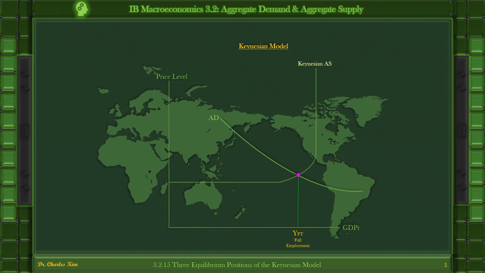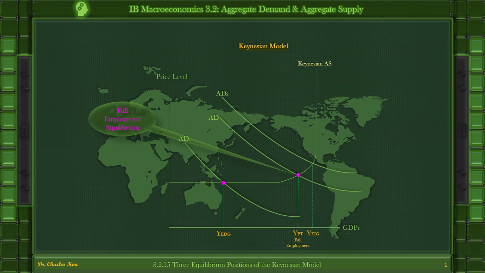Then, construct another aggregate demand curve, AD1, with an equilibrium output, YEDG, interconnected with a deflationary gap. Finally, generate the third aggregate demand curve, AD2, with an equilibrium output, YEIG, related to the inflationary gap.